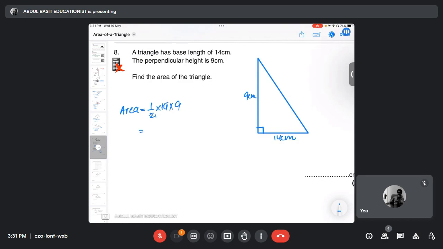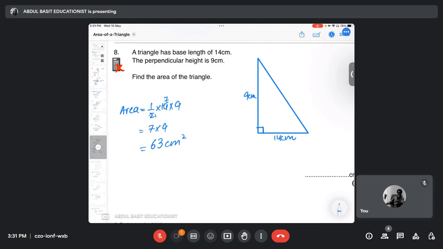So 2 ones are 2, 2 sevens are 14. So 7 times 9 is 63. And the unit will be centimeter squares. Is this clear, everybody? Yes, sir. So now you will attempt the rest of the worksheet on your own, okay? Okay, sir.